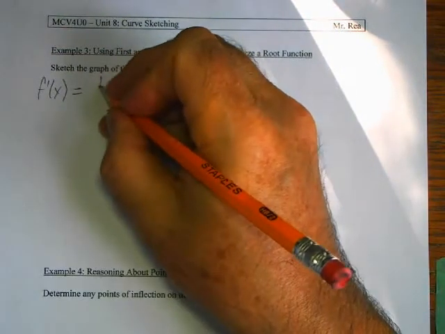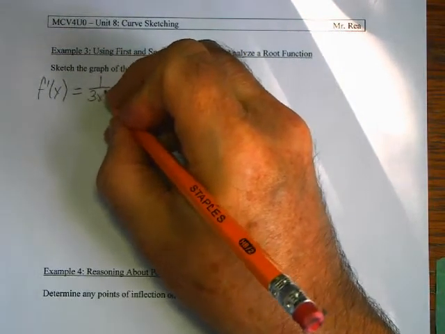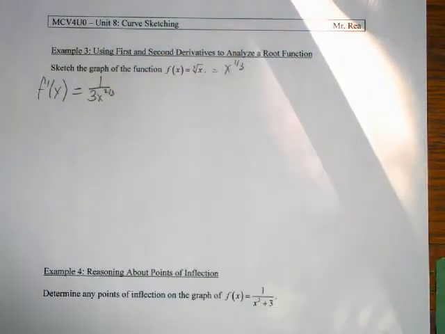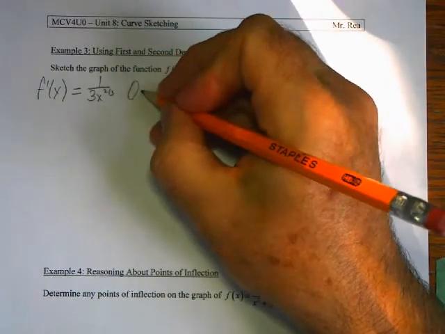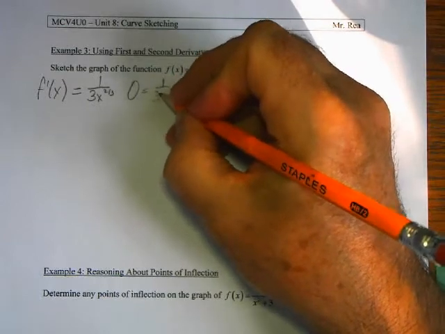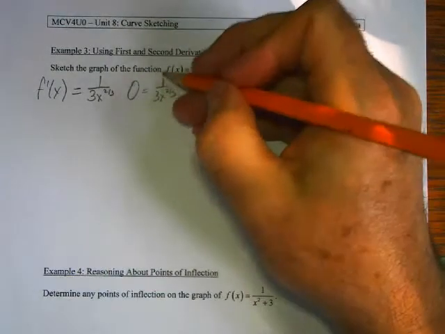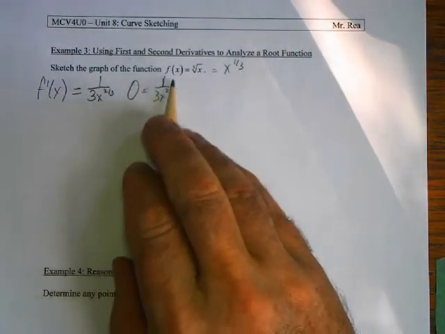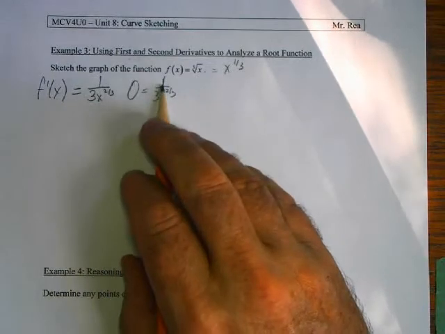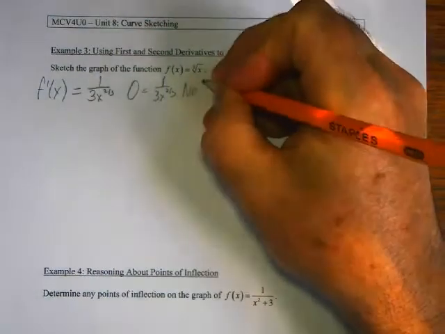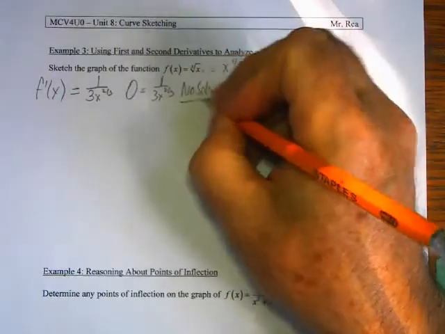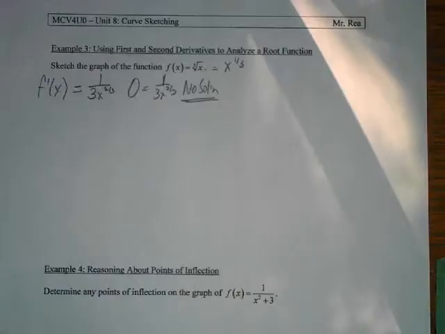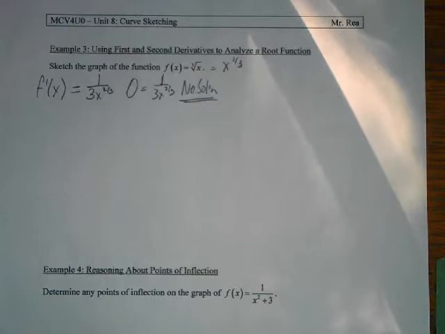This works out to 1/3 x to the negative 2/3. And if I set that equal to 0, well, hopefully you can see, this can never happen, because the only way that this could be 0 is if the top is 0, and the top is always 1, so there's actually no solution here. Okay, that's interesting. So that tells us that there are no critical points, and we're going to come back to that in a minute.